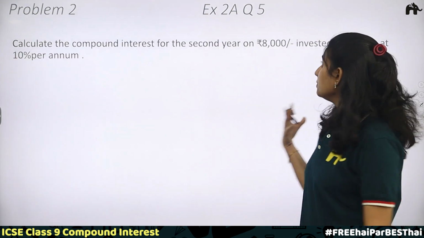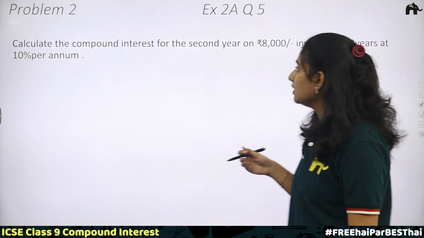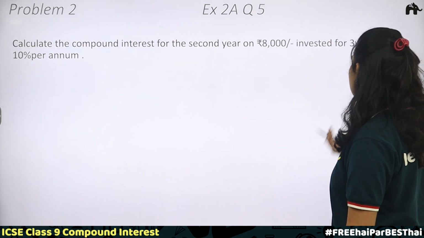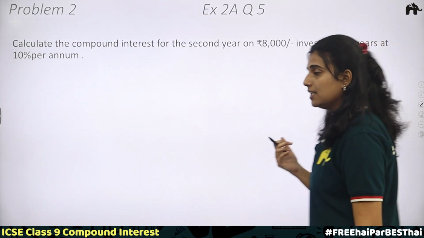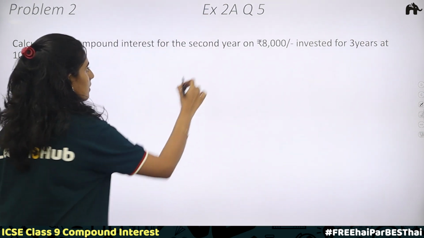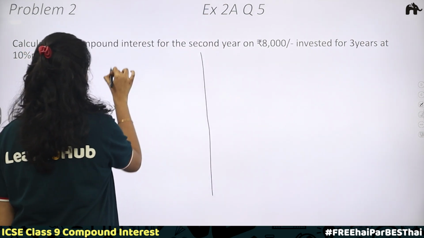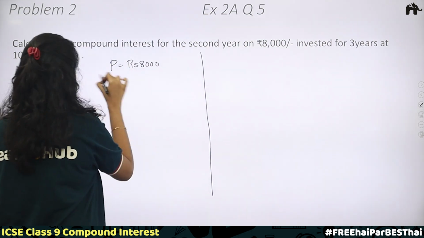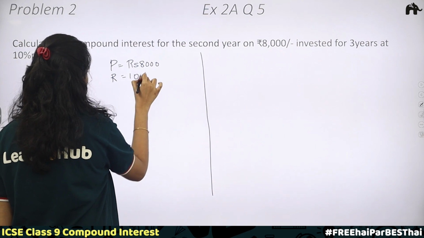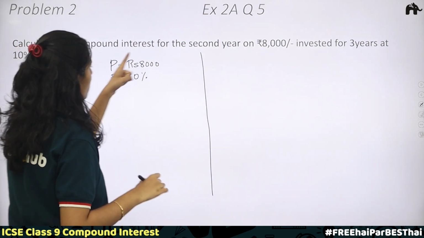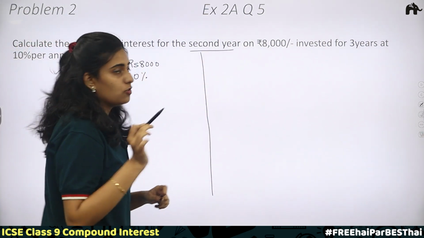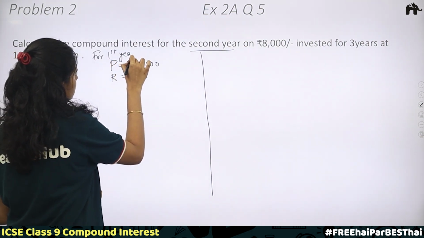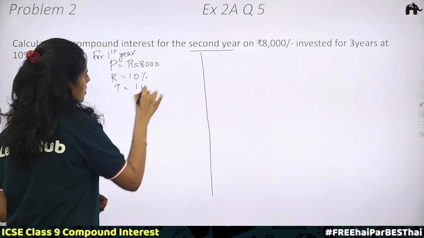Second problem, question 5 of exercise 2A. Calculate the compound interest for the second year on rupees 8,000 invested for 3 years at 10% per annum. Here what is the principal? The principal is rupees 8,000. Rate of interest is 10%. We have to calculate the compound interest for the second year. So first we'll find for first year. For first year, time will be equal to, as usual, 1 year.